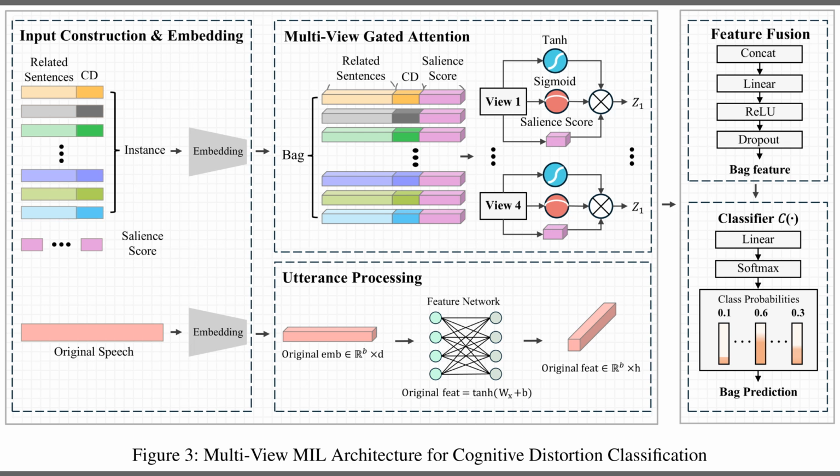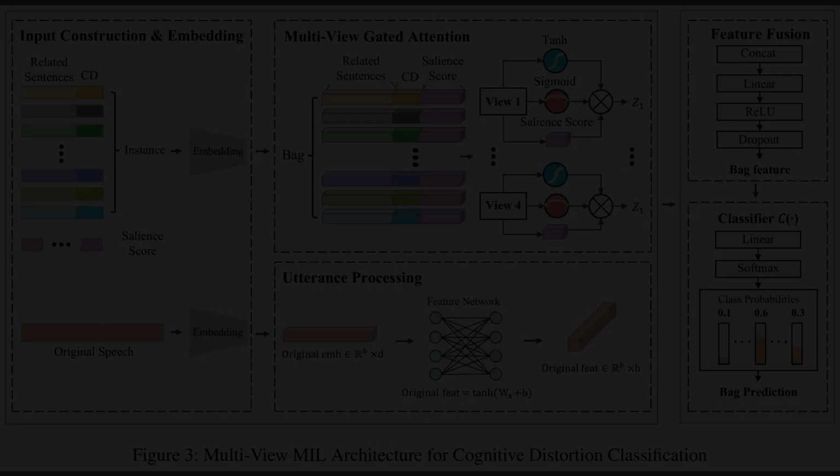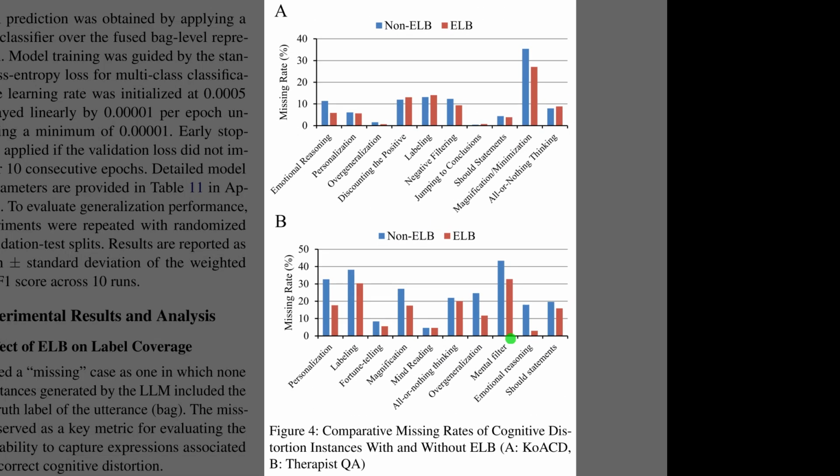Figure 3 presents the full multi-view multiple instance learning pipeline that turns those instances into a bag prediction. The left block assembles instance embeddings alongside salience scores. The central block applies gated attention across 4 views, which averages their outputs so different cues can matter simultaneously. At the bottom, utterance embeddings pass through a small feature network. On the right, feature fusion and a linear plus softmax head produce class probabilities. Alright, Figure 3 laid out the pipeline.